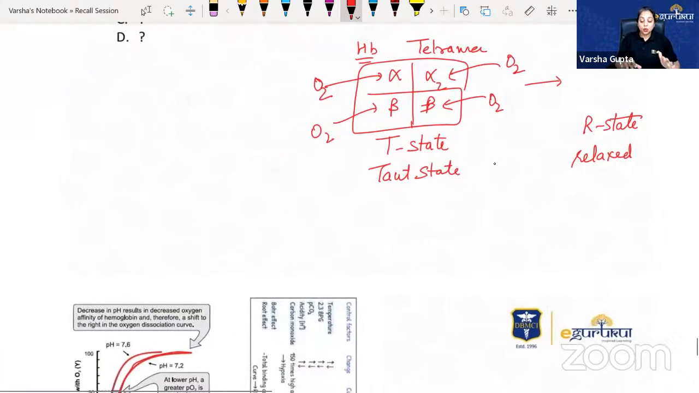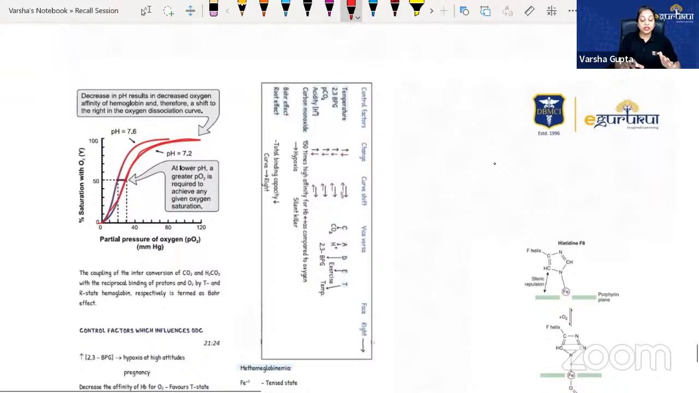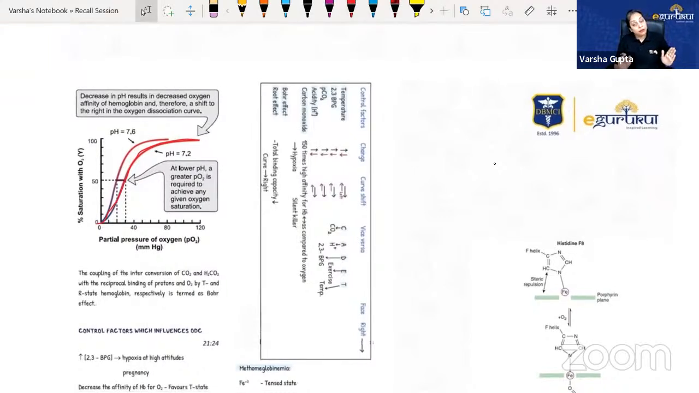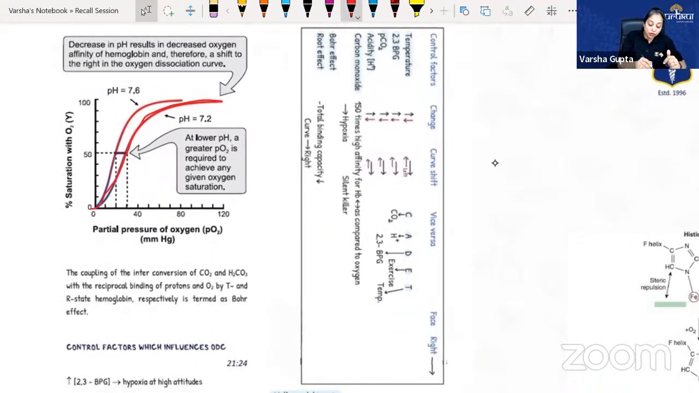Okay? So what happens is, when you have 2,3-BPG, it wants hemoglobin to release the oxygen. So it wants to shift the curve towards the right. And since it is cooperativity, when they are taking the oxygen and while they are releasing the oxygen, this curve is the sigmoidal curve.